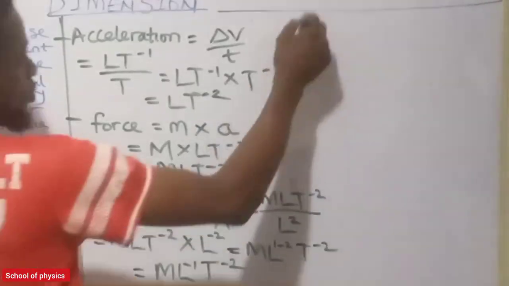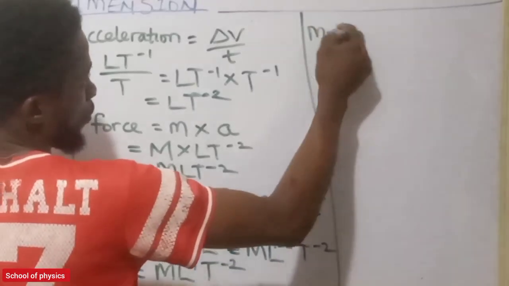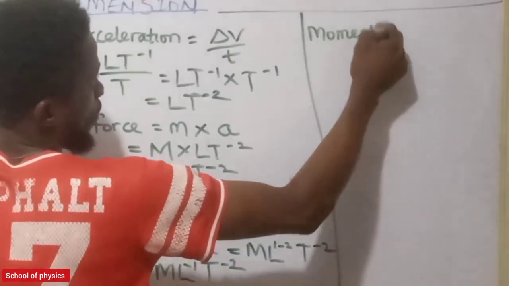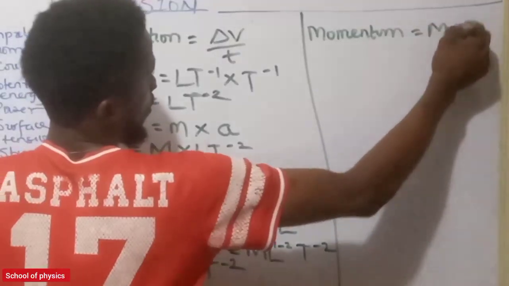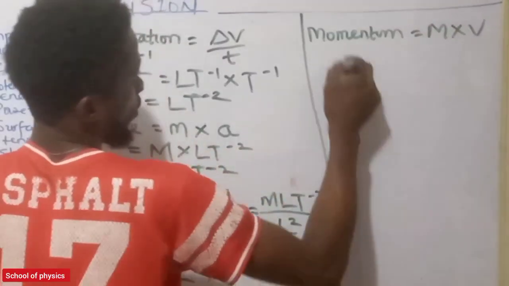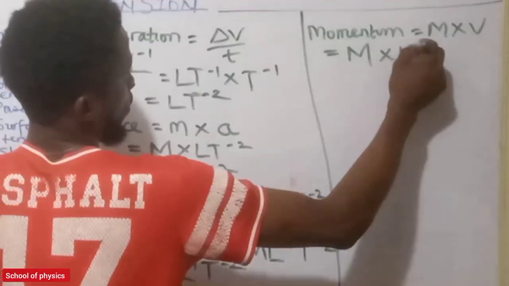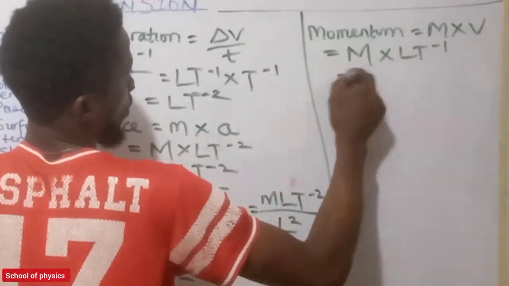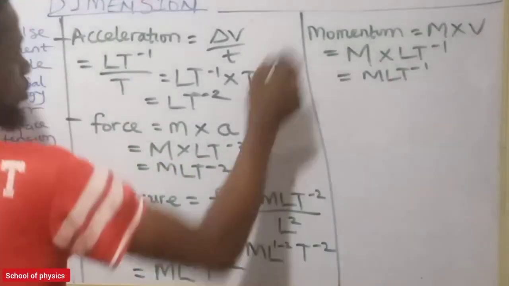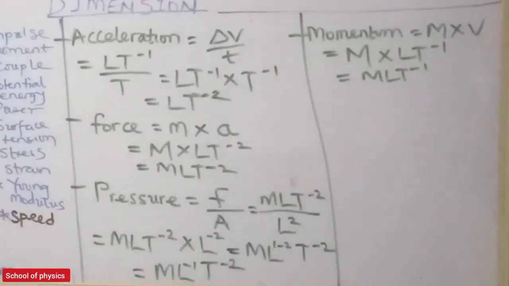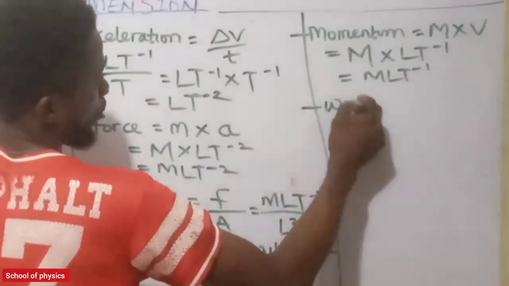Next on our list is momentum. Momentum of a substance or a moving object is the product of mass and velocity of that object. So our mass is M and our velocity is LT raised to the power of minus 1. That should give us MLT raised to the power of minus 1. Now note, momentum and impulse, they both have the same dimension and unit.